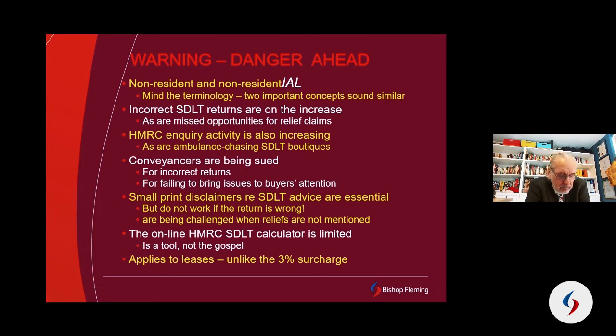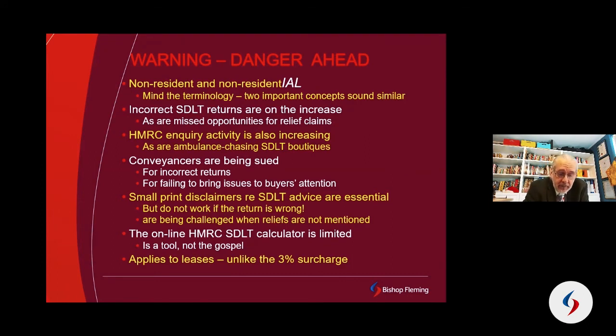More seriously, we are seeing a lot of incorrect stamp duty land tax returns. I see them because I pick up pieces when the revenue come calling. I'm also seeing a lot of missed opportunities for relief claims. I come across a lot of cases where people are contacted by these ambulance chasers, I call them, who say, "Are you sure you paid the right stamp duty? Would you like to sue your solicitor, or would you like us to help you get your refund and charge you a fortune for doing it?" We're seeing a lot more HMRC inquiry activity. They're particularly at the moment looking at mixed property claims and multiple dwellings relief claims. The result of all this is conveyancers are being sued.